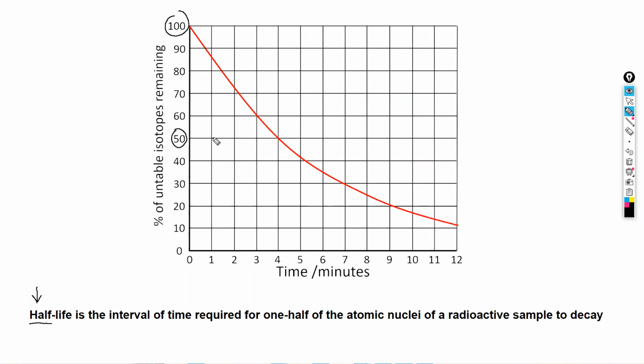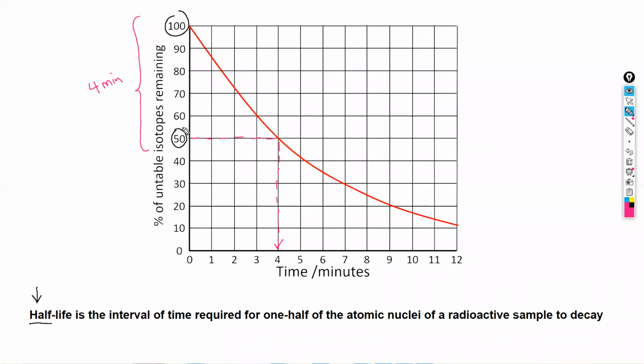Let's see how long. How long did it take to reach 50? Anybody can read it off the graph? I think it's 4 minutes. So check this out. To go from 100 to 50, it took 4 minutes. I think everyone can see that. You can clearly see it landing on 4.